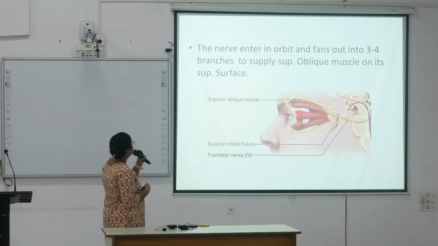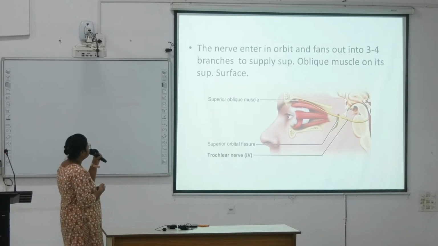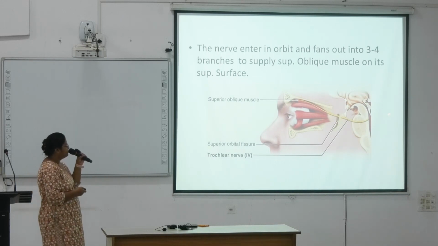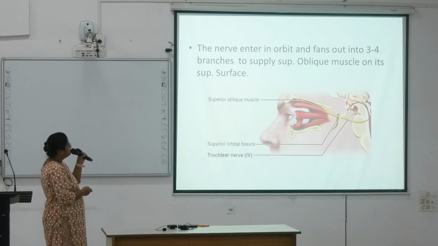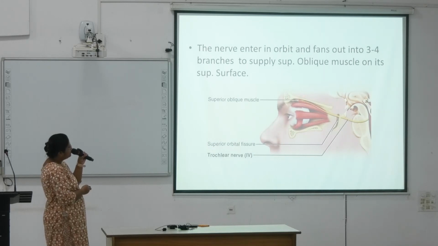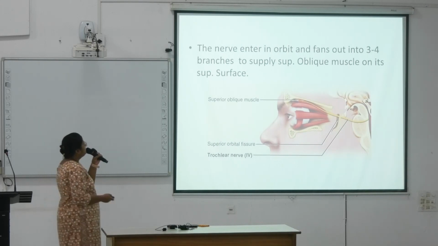Next, the nerve enters the orbit, fans out into 3 to 4 branches to supply the superior oblique muscle on its superior surface. So this is the course you have seen: trochlear nerve entering into the orbit, dividing into 3 to 4 branches, supplying the superior oblique muscle. And here you can see this is the pulley or trochlea. The muscle is hooking around this pulley and then it goes to insert into the eyeball.